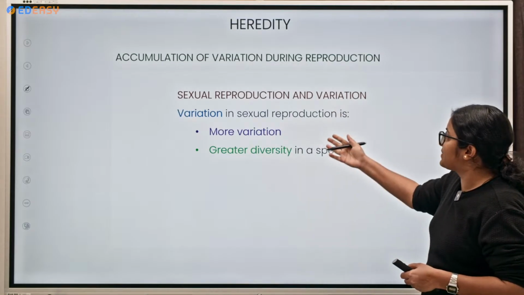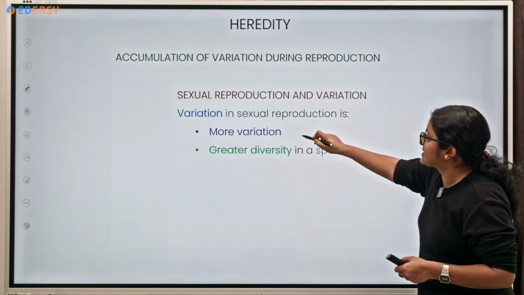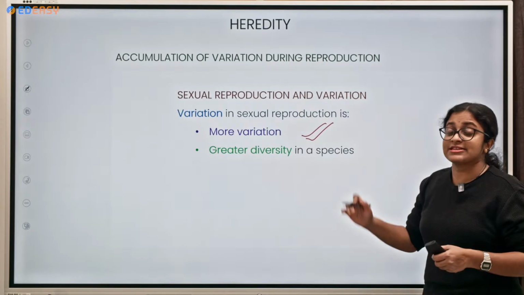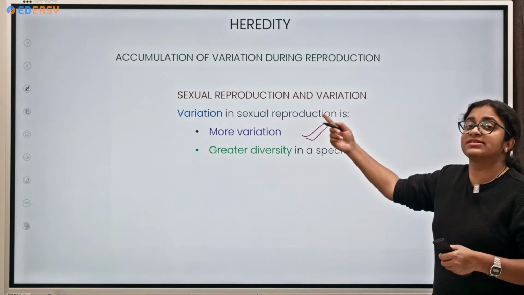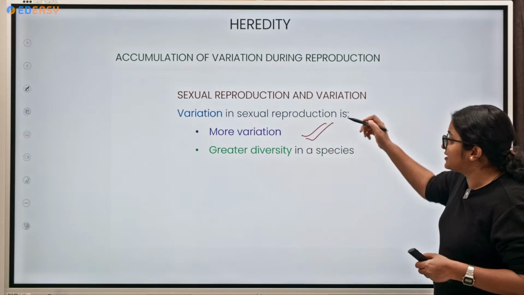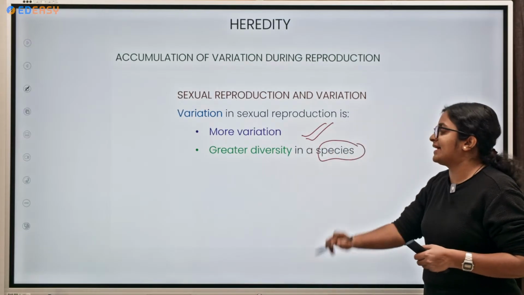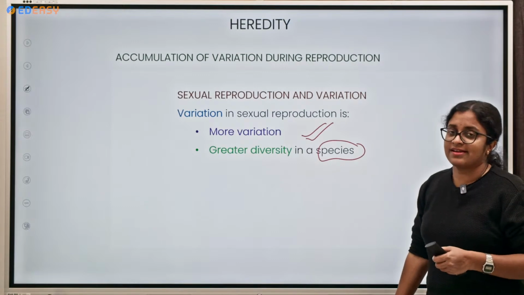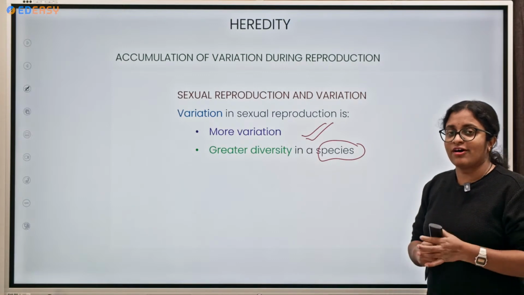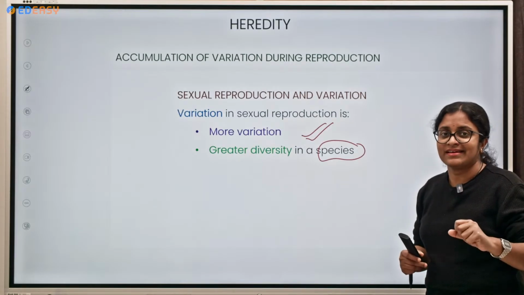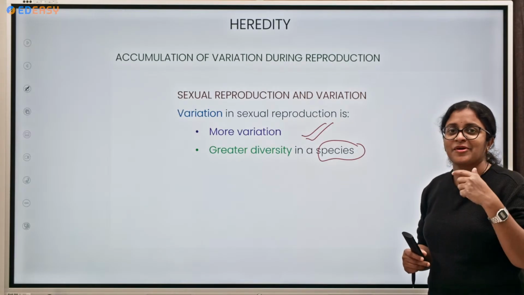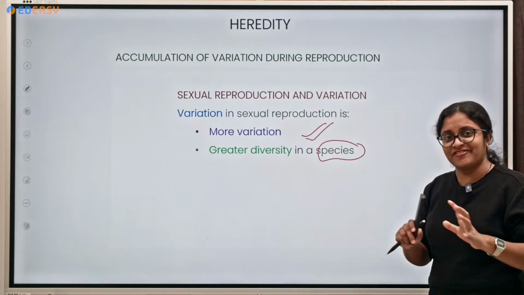So sexual reproduction and variation: the variation with respect to sexual reproduction is greater, because there is a recombination of genes which contributes to greater diversity within a particular species. Of course, all the basic external body features will be the same. Two eyes, one nose, one mouth, two ears, two hands, two legs, everything will be the same.